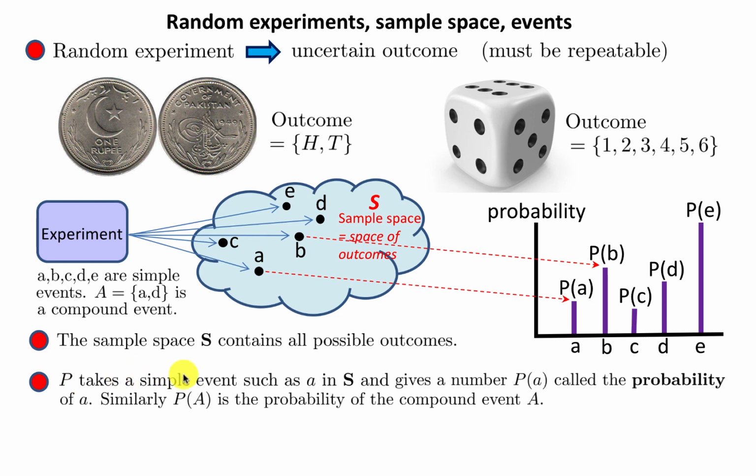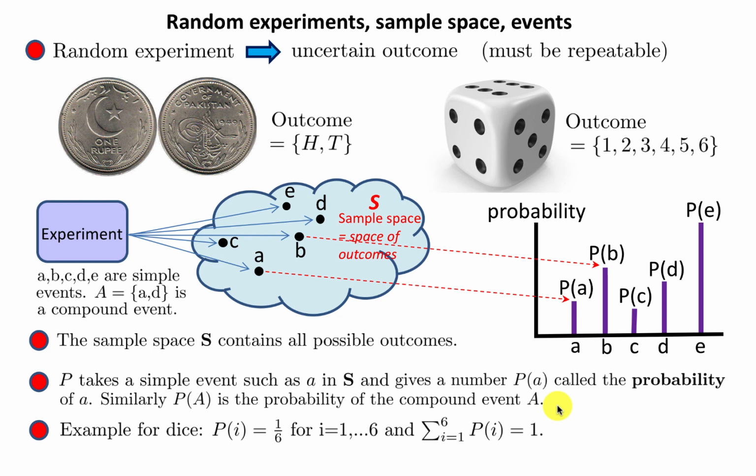It takes a simple event such as A in the sample space S, and it gives a number P of A called the probability of A. Similarly, P of A, where A is a compound event, is the probability of that compound event.